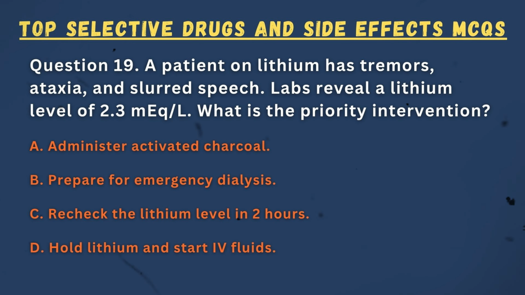Question 19. A patient on lithium has tremors, ataxia, and slurred speech. Labs reveal a lithium level of 2.3 milliequivalents per liter. What is the priority intervention? A. Administer activated charcoal. B. Prepare for emergency dialysis. C. Recheck the lithium level in 2 hours. D. Hold lithium and start IV fluids.